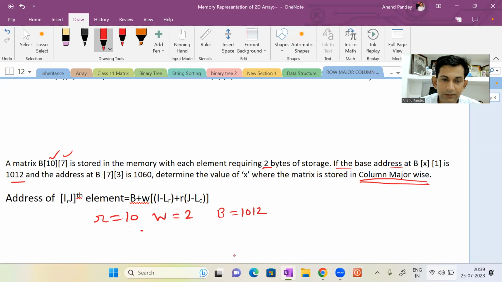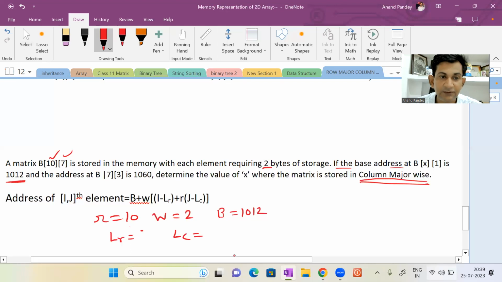Now we need to have the value of LR and LC. R for row, C for column. Now listen, if the array is not given in that LR, UR, LC, UC form, in that case, the base address will be given, and it will also be given that that base address is of which element.